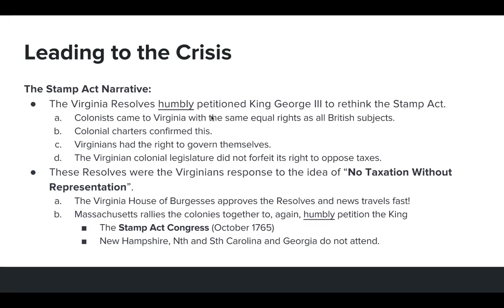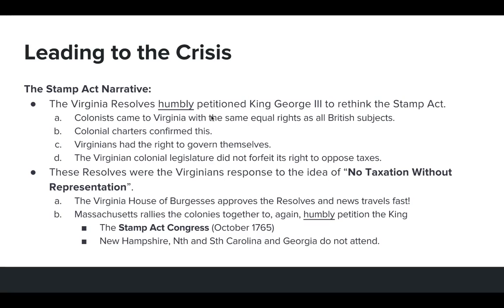And they have 4 specific reasons for this. Number 1, colonists came to Virginia with the same equal rights as all British subjects. Number 2, colonial charters confirmed that the Virginians came with the same equal rights as all British subjects. Number 3, the Virginians had the right to govern themselves, i.e. salutary neglect, kind of popping up again. And number 4, the Virginian colonial legislature did not forfeit its right to oppose taxes.